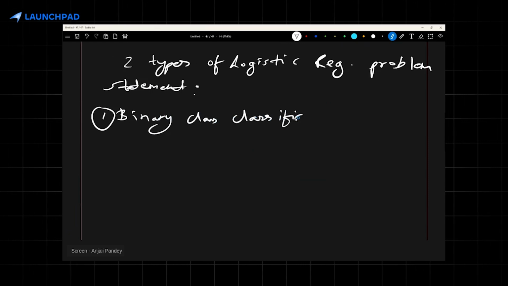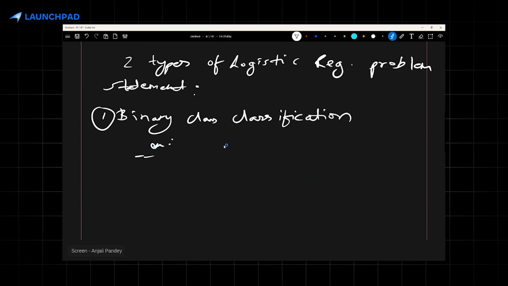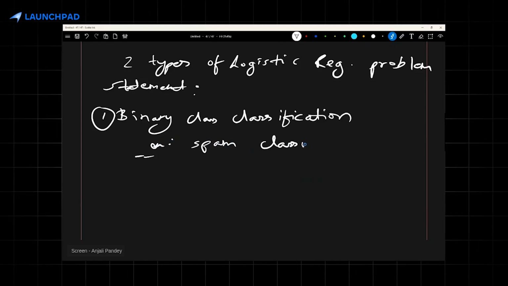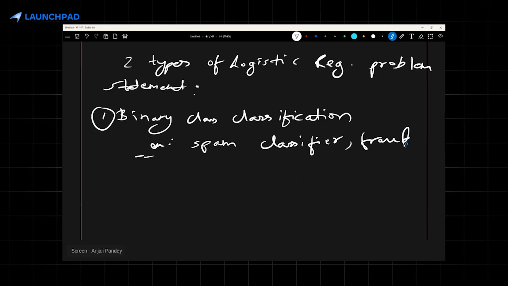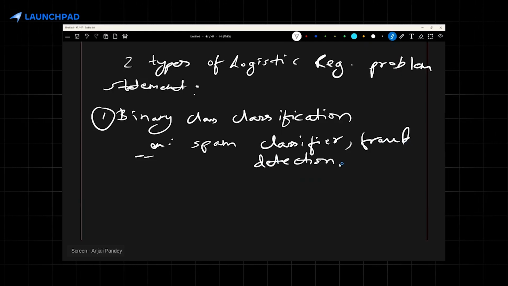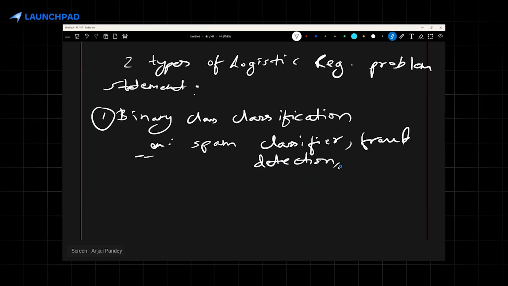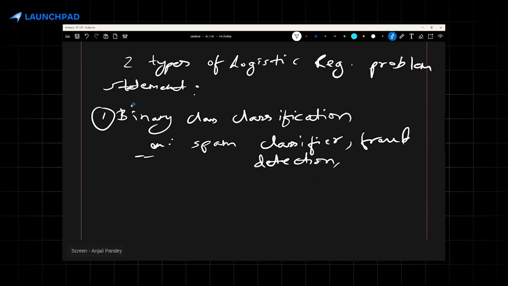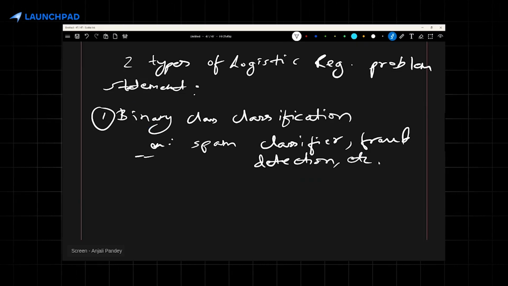If I have to give you just some examples, I think we spoke about the examples for this as well. Spam classifier, then we have fraud detection as well. There can be other examples as well, for example, cancer detection or any other example you can take, wherein in the target variable, you only have two distinct values. That is your binary class classification.